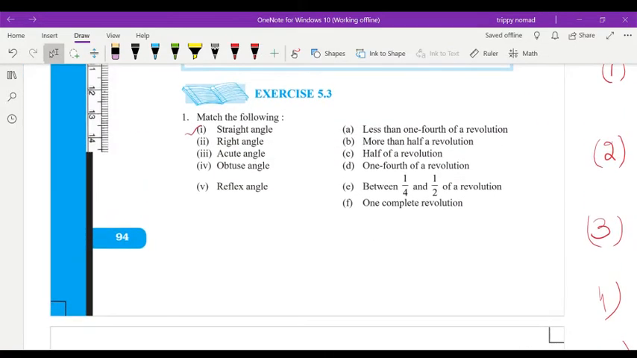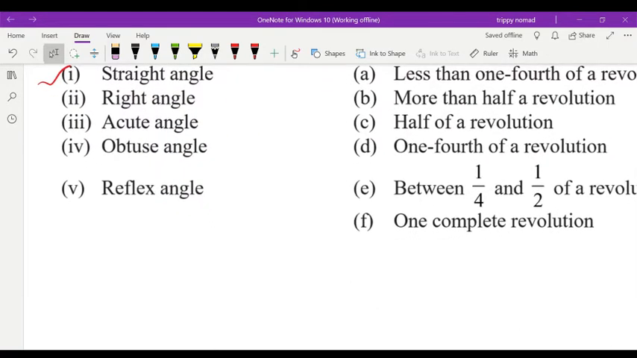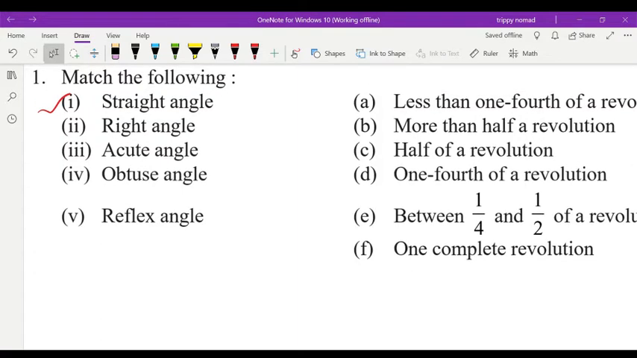Now we have to do exercise 5.3, first sum, match the following. First, straight angle. What is that? Is it one-fourth of a revolution? No. More than half a revolution? No. Half of a revolution. Yes, that will go with straight angle. Suppose, children, in a clock, this is one-fourth and this is half, so half of a revolution is a straight angle.